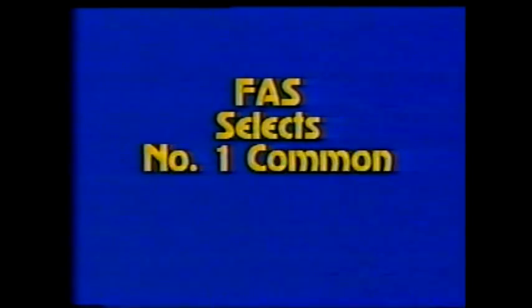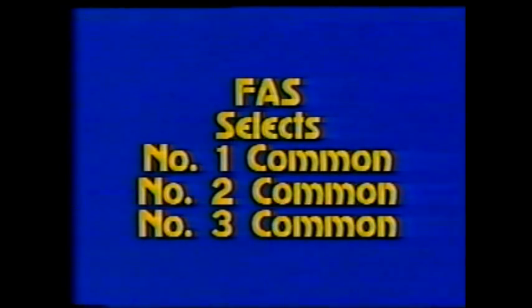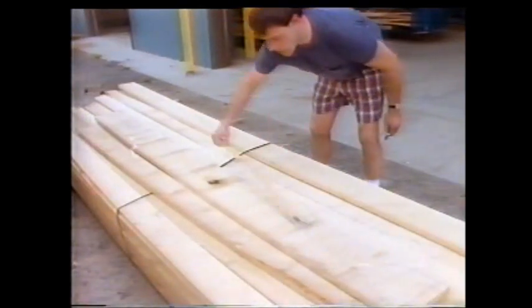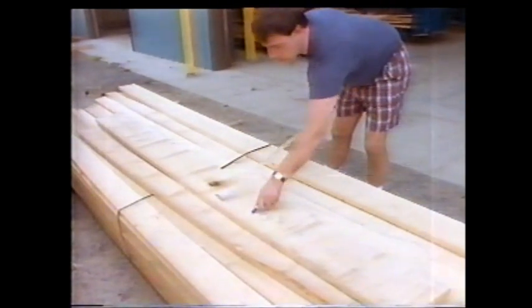The standard grades of hardwood lumber, starting with the best, are first and seconds, written as FAS. Then come selects, number 1 common, number 2 common, and finally number 3 common, which is used primarily for pallet boards and shipping crates. To understand how a board is graded, let's follow this board through the grading process.